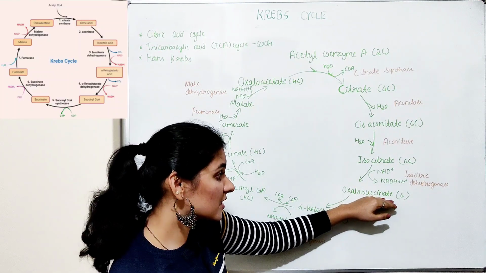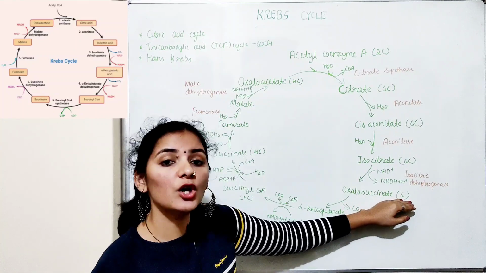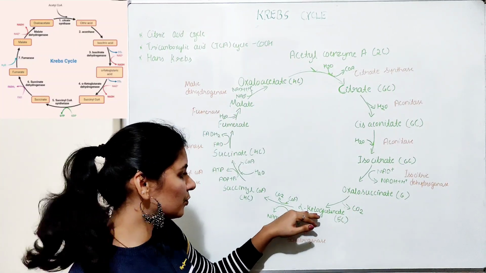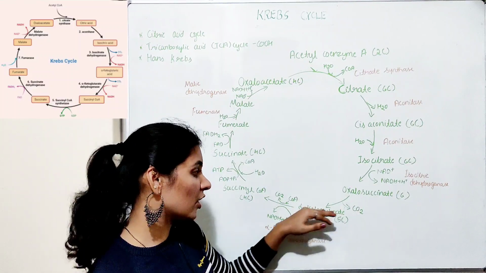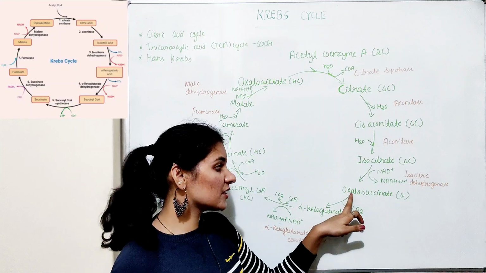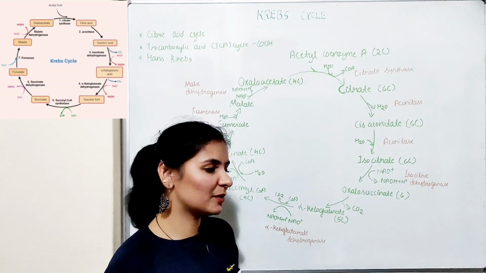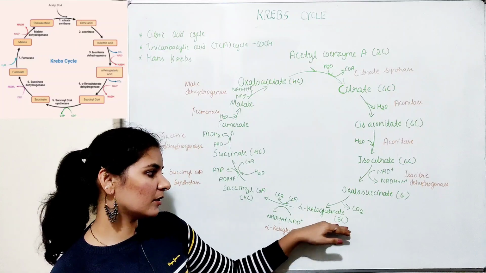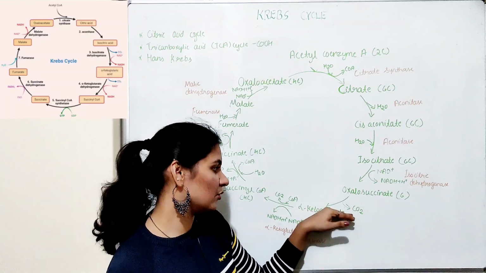This oxalosuccinate, which is a 6-carbon compound, loses 1 carbon in the form of carbon dioxide to produce alpha-ketoglutarate. So this alpha-ketoglutarate is a 5 carbon compound, because the oxalosuccinate loses 1 carbon in the form of carbon dioxide to produce the 5 carbon compound, that is alpha ketoglutarate.